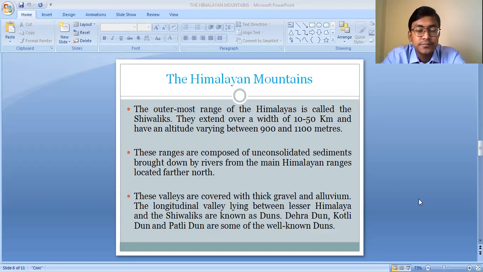But apart from this, the Himalayan mountain ranges can also be divided from west to east. As we move from Jammu and Kashmir towards Arunachal Pradesh, the Himalayan mountain systems can be divided into different divisions, and these divisions are on the basis of the rivers. So let us discuss those divisions as well.